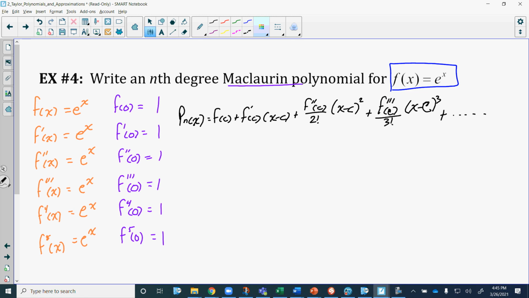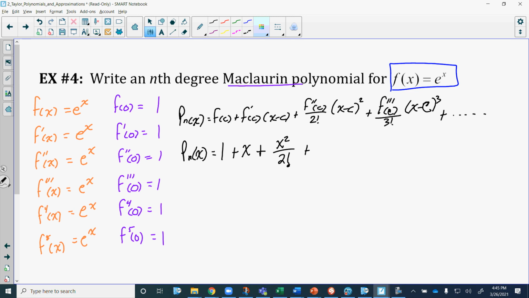So what do we get? P sub n of x. Well, f of c was a 1. f prime of c was a 1. And so if we say x minus 0, we're going to wind up with 1 times x. So that would be plus 1x. Then we get another positive value. 1 over 2 factorial would be 1/2 times x squared, so that'll be x squared over 2 factorial.